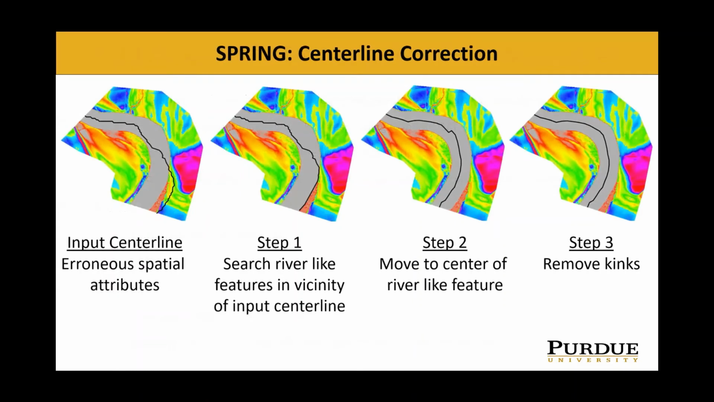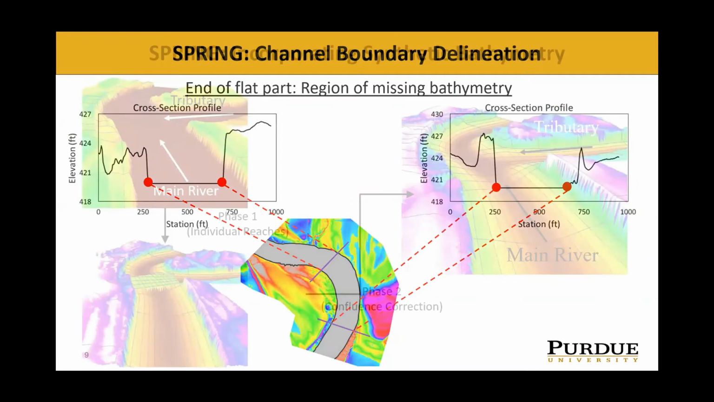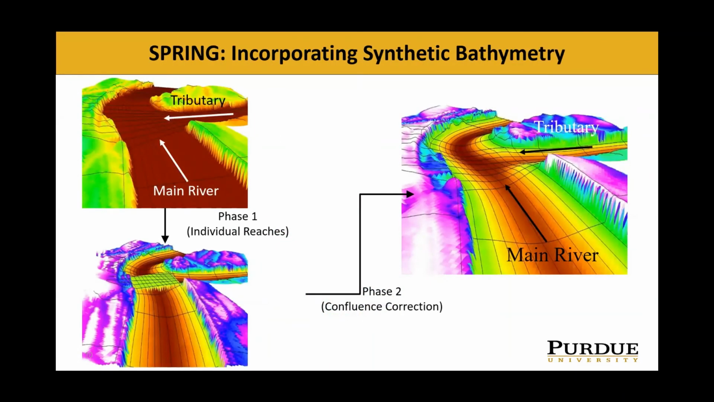So this is basically what happens. Essentially, you shift this center line till it corresponds to the river in the DEM, and then delineate the part that is missing the bathymetry. These two are used as inputs for the second part. And then we go reach by reach to get the channel geometry.